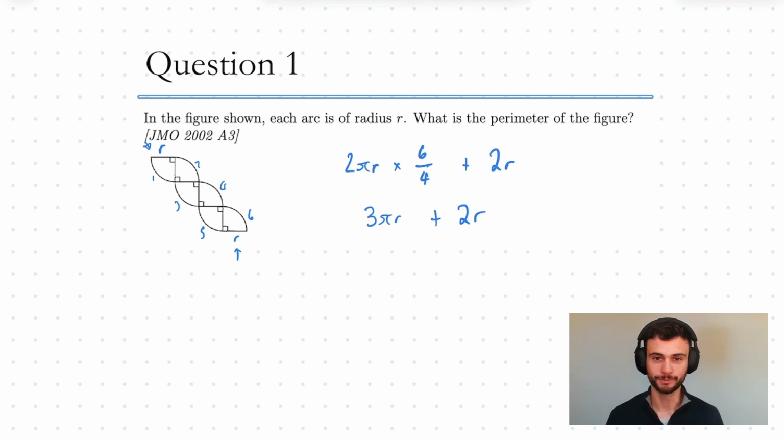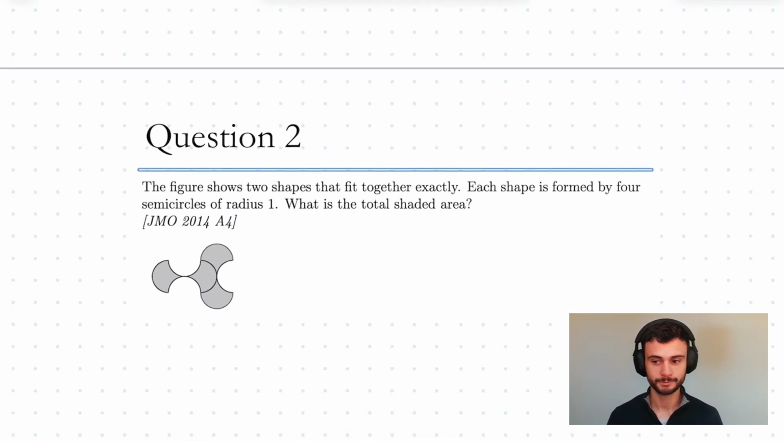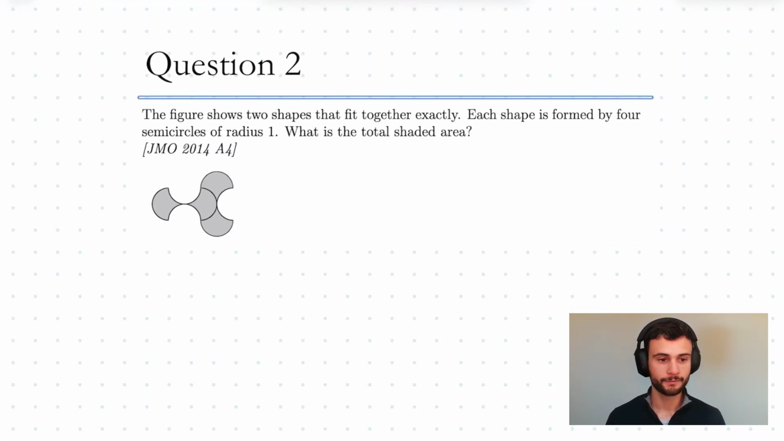Let's move on to question 2. So the figure shows 2 shapes that fit together exactly. Each shape is formed by 4 semicircles of radius 1. What is the total shaded area? So again, pause the video now if you want to, give this a try.